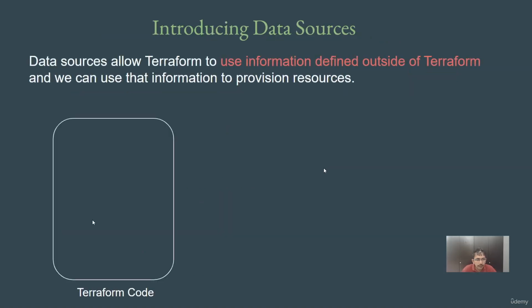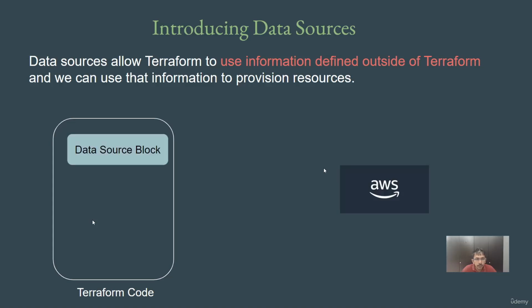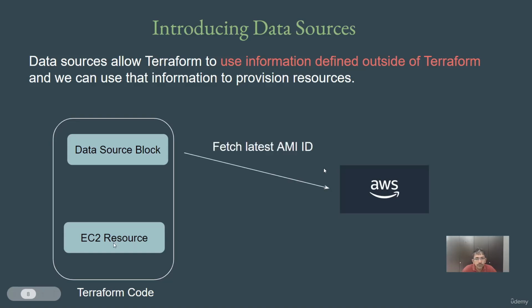Now, in order to solve this issue, we need to make use of data sources. So what the flow will look like: you have an AWS provider. First, you'll have to specify the data source block, and you have an EC2 resource block. What the data source block will do is fetch the latest AMI ID associated with the operating system from AWS for a region. Then this specific AMI ID will be passed on to the EC2 instance resource block, which will go ahead and create a new EC2 instance.